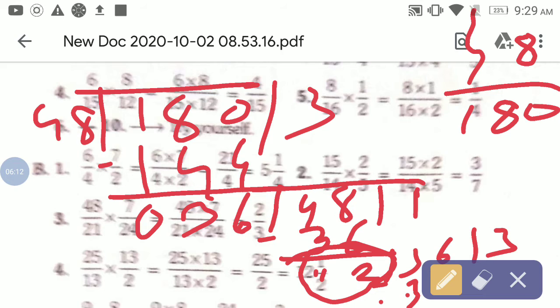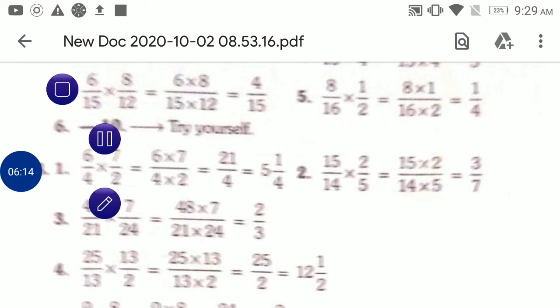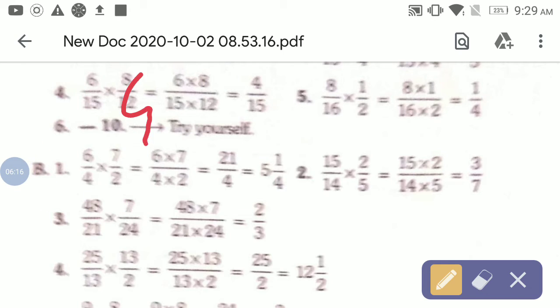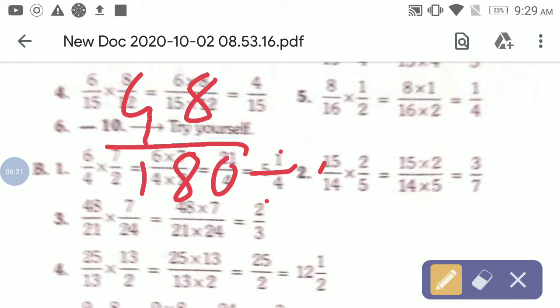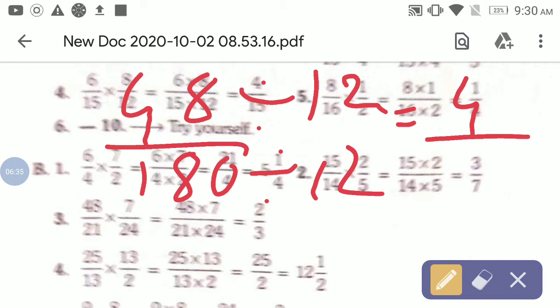So what you are going to do, you get the answer, that is 48 upon 180. You will divide both the numbers by 12. If you divide both the numbers by 12, you will get 48 divided by 12, the answer 4, and 180 divided by 12, the answer 15. This will be your final answer.